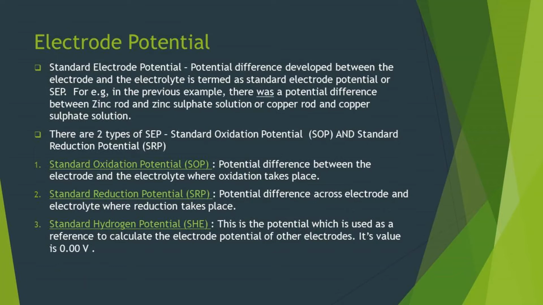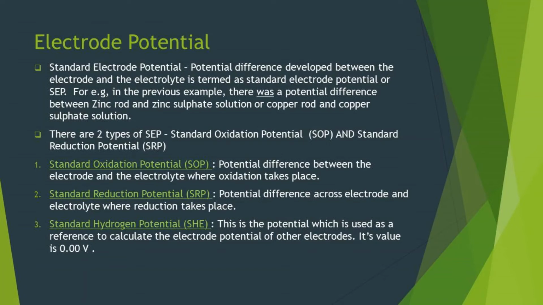Electrode potential. Standard electrode potential. The potential difference developed between the electrode and the electrolyte is termed the standard electrode potential, or SEP. For example, in the previous example, there was a potential difference between the zinc rod and zinc sulfate solution, or the copper rod and copper sulfate solution. There are two types of SEP: standard oxidation potential, that is SOP, and standard reduction potential, that is SRP.